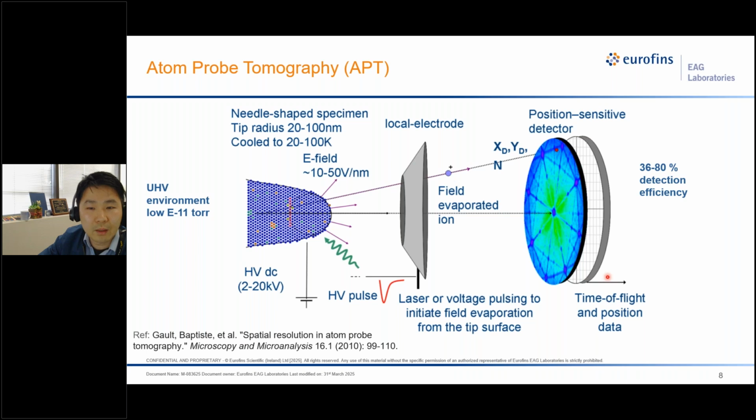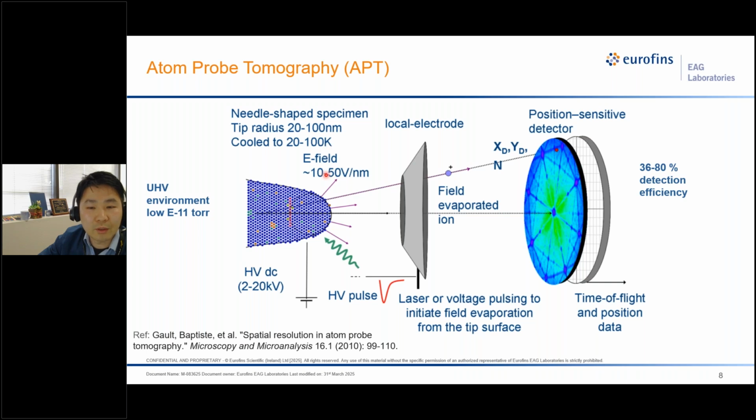depending on the model. The technique relies on the process of field ionization under an extremely high electrostatic field, on the order of 10 to 50 volts per nanometer. Atom Probe is carried out inside an ultra-high vacuum environment, in the low E-11 torr. Also, during the analysis, the specimen is kept at a cryogenic temperature, typically between 20 to 100 Kelvin, to minimize thermal vibration of the surface atoms to improve the spatial resolution.